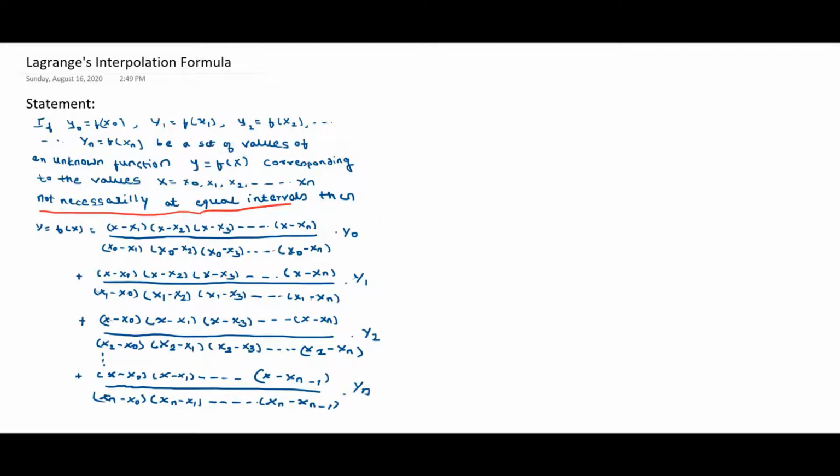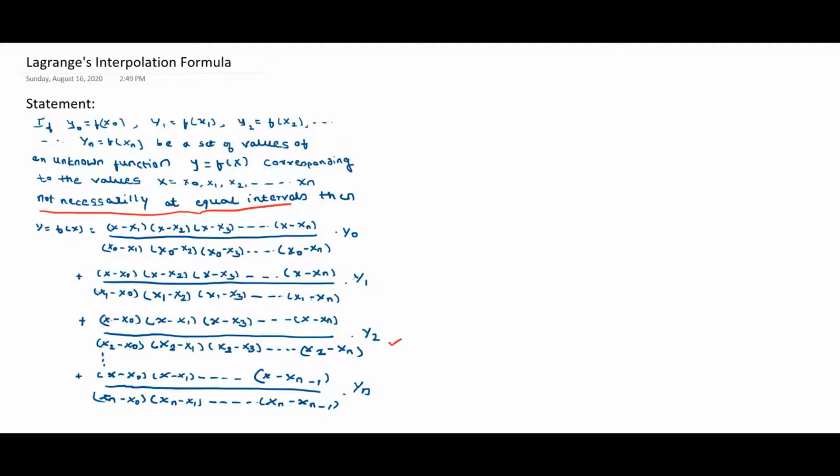Similarly, in the second term, x1 is absent. Here actually x minus x1 is absent, you can see. This term is absent. x minus x0, x minus x2, and so on to x minus xn means the term x1 is absent, but the denominator starts with x1 only. You can see in the denominator, each bracket starts with x1 only, the term which is absent in the numerator.